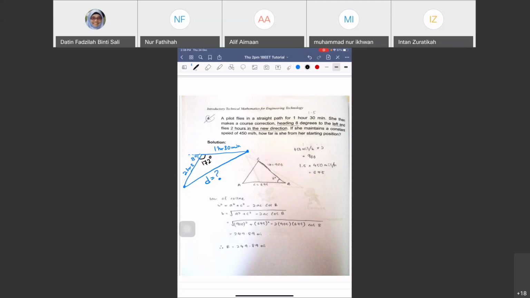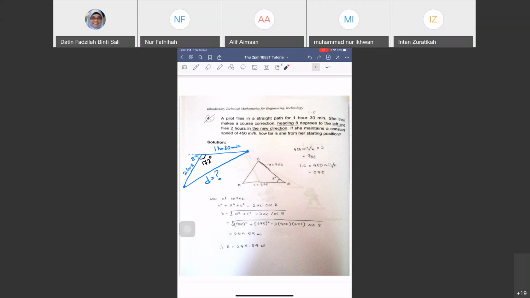So you know that this is 172 degrees. Basically, you have your oblique triangle. You have your sides, and this is our included angle. So if you want to find this distance, you apply the law of cosine. The method here is correct, law of cosine. But before you can do that, you need to find the length, the distance, for both sides. What you are given is in terms of time: 1 hour 30 minutes, and 2 hours.